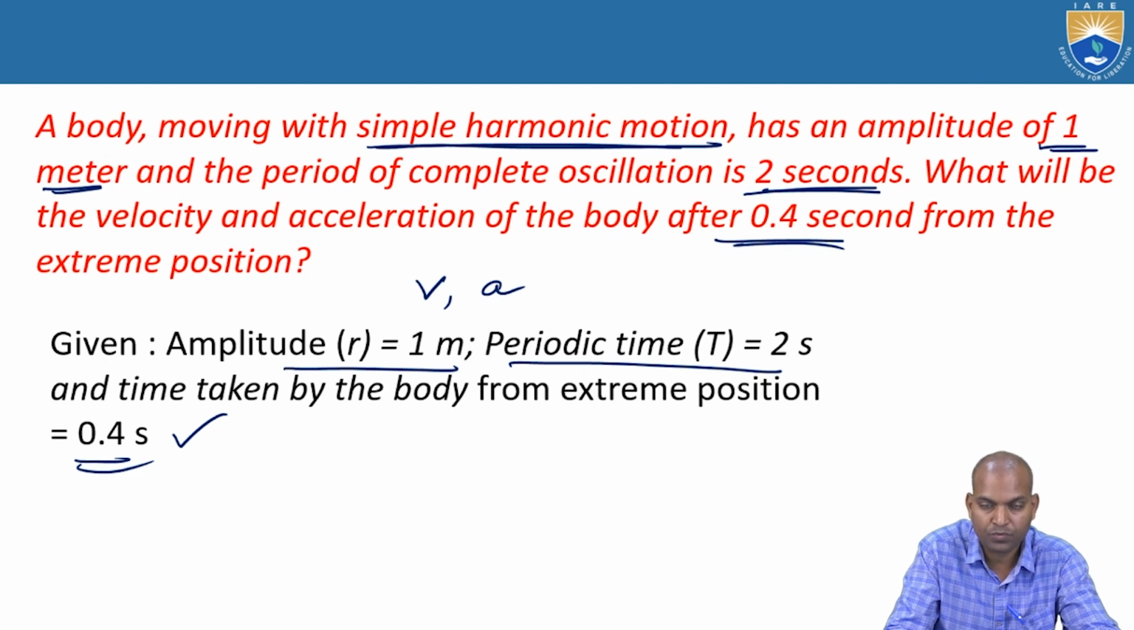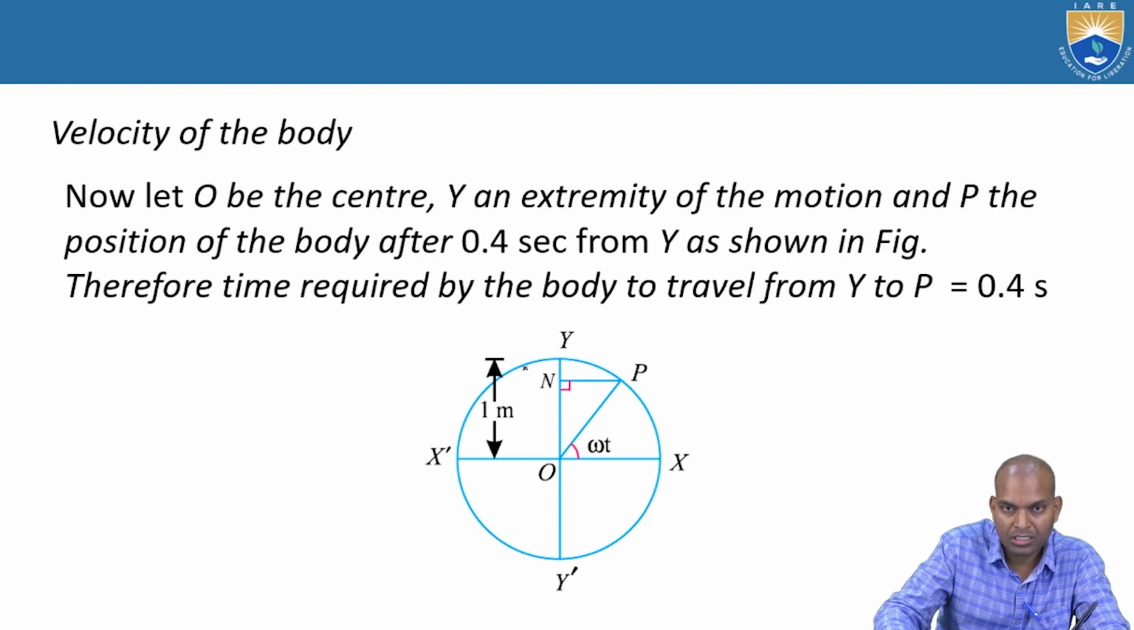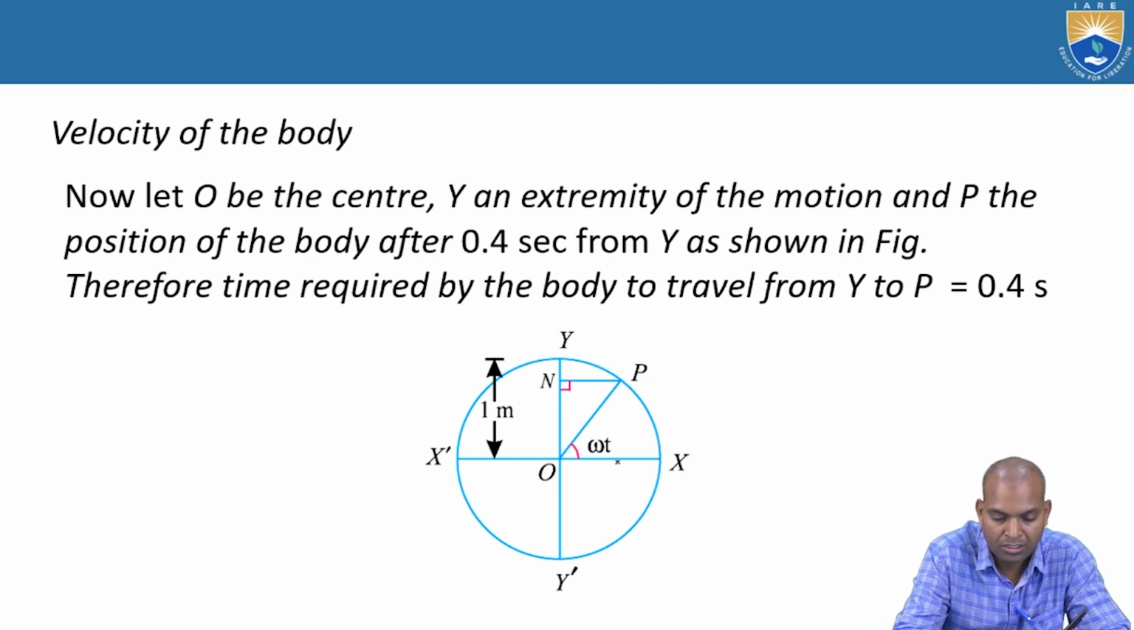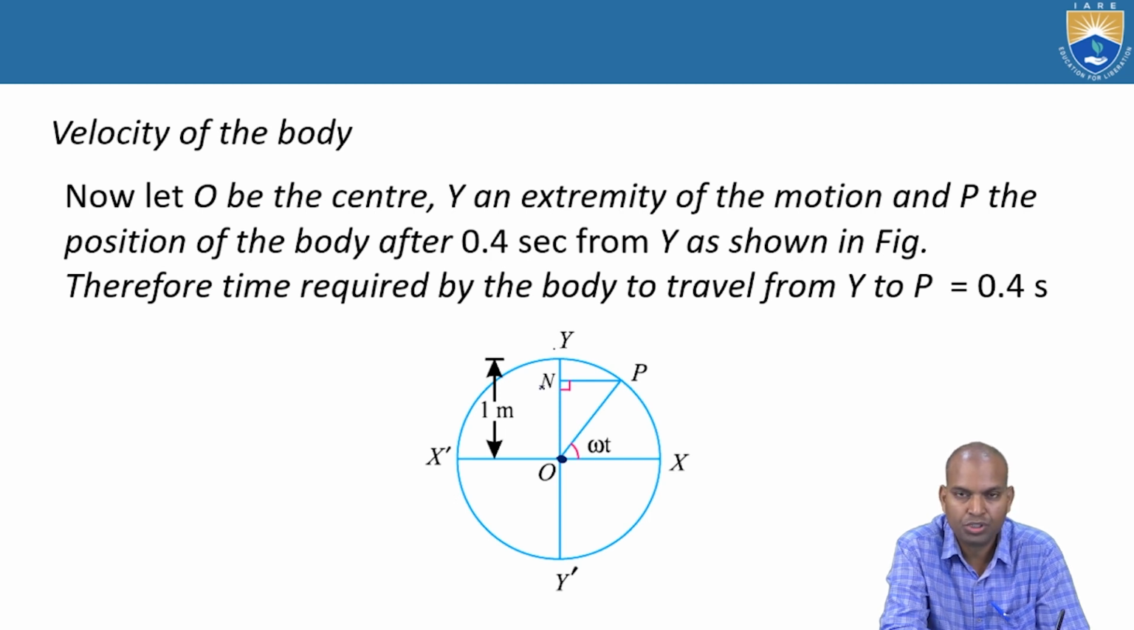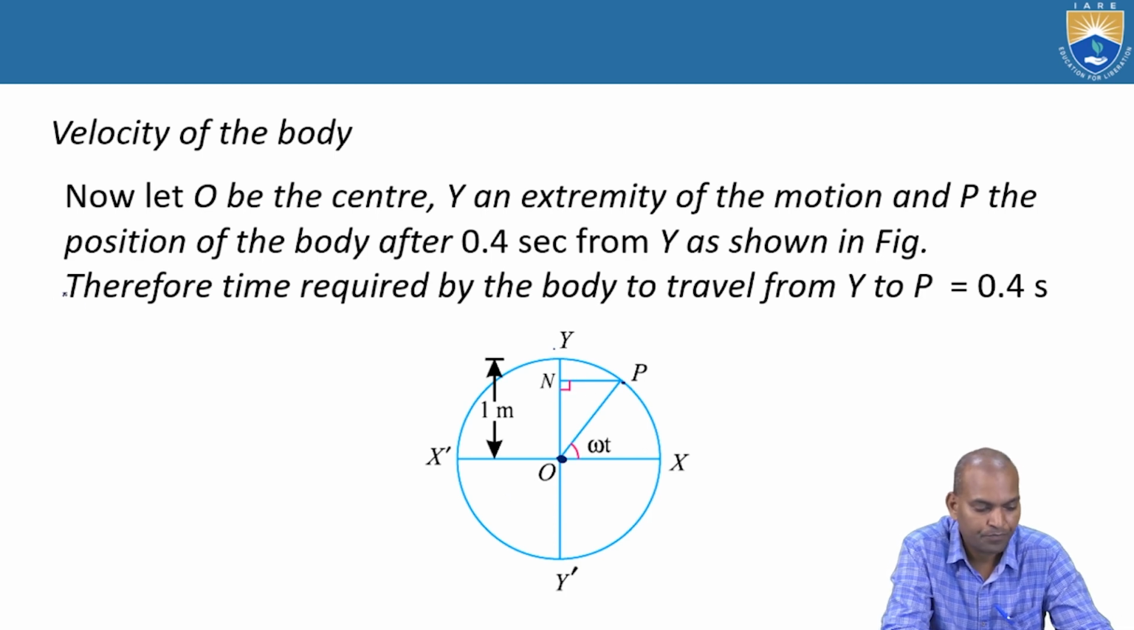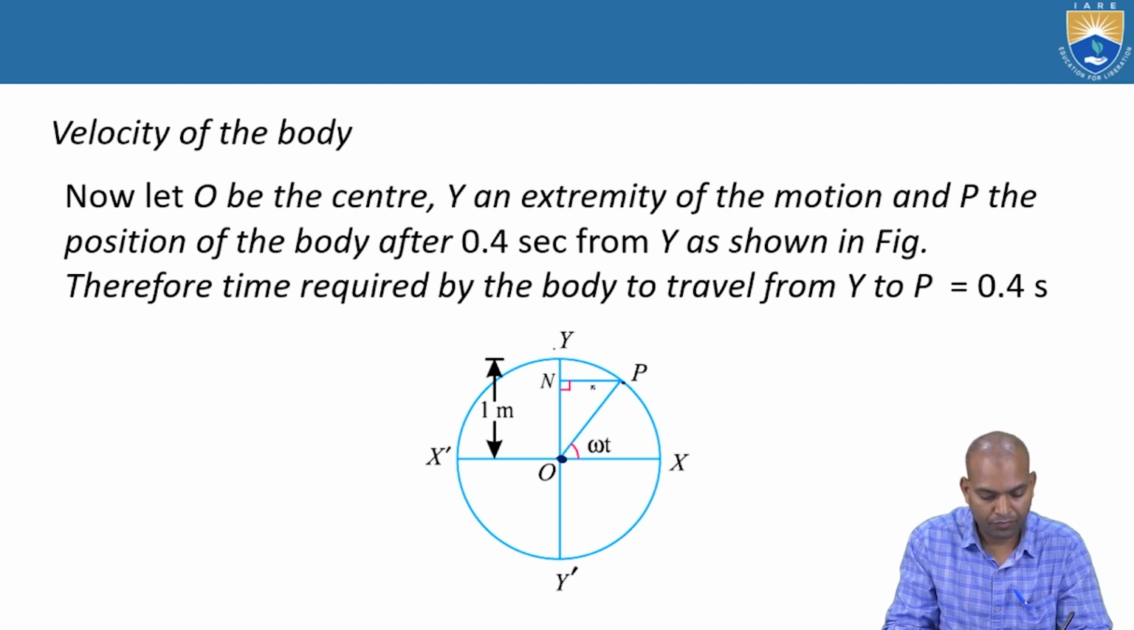We derived the expressions for angular simple harmonic motion, that's why we assume that the particle is moving in circular motion along the circumference of a circle. Here O is the center, Y is an extremity of the motion, and P is the position of the body after 0.4 seconds from Y. The time required by the body to travel from Y to P.